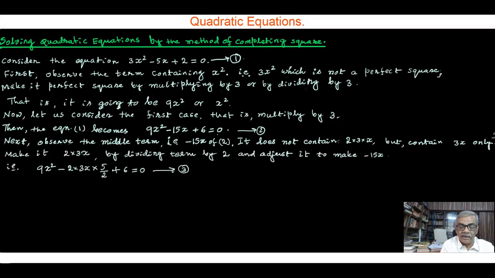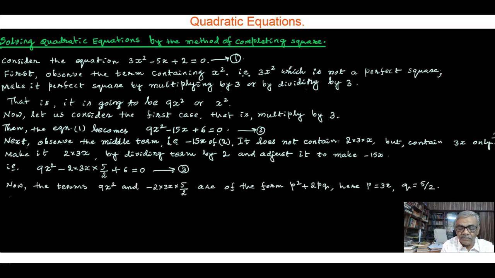And next make it 2 into 3x, but by dividing the term by 2 and adjusting it to make minus 15x. Here you can see 9x square minus 2 into 3x into 5 by 2, the 2 getting cancelled, and this is going to be 3x into 5, minus 15x. So we have got the middle term, and keep the last constant term as it is, and let me call this equation number 3.